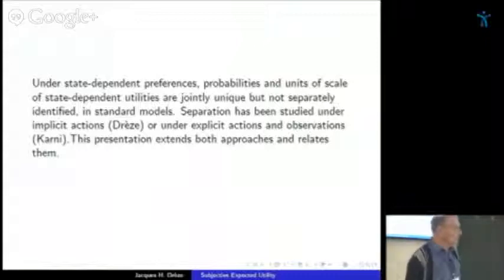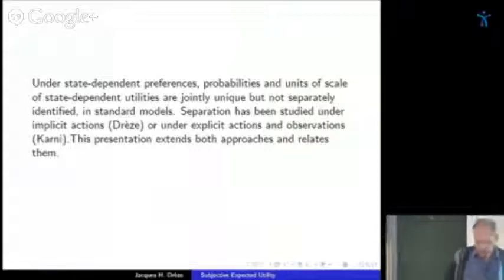I was mostly concerned with moral hazard, meaning unobserved actions that affect the probabilities, whereas Eddie has been concerned with explicit actions affecting the probabilities, and importantly introduced observations as another source of information.